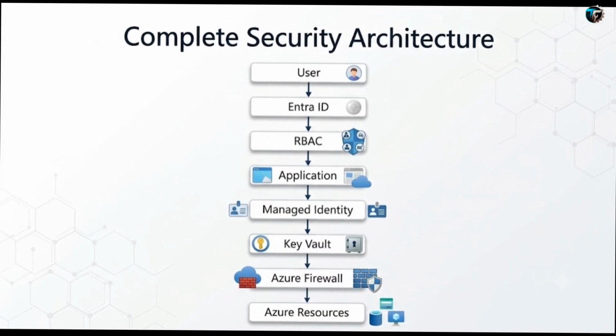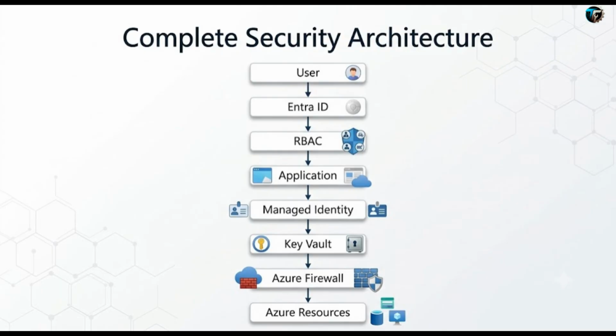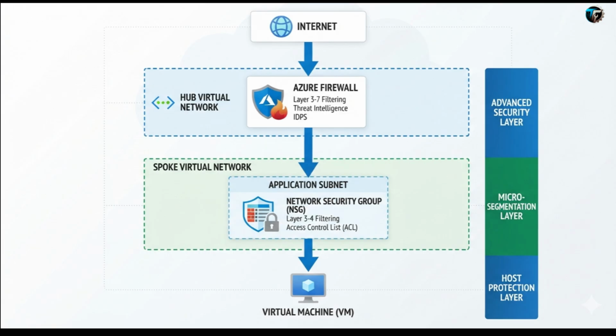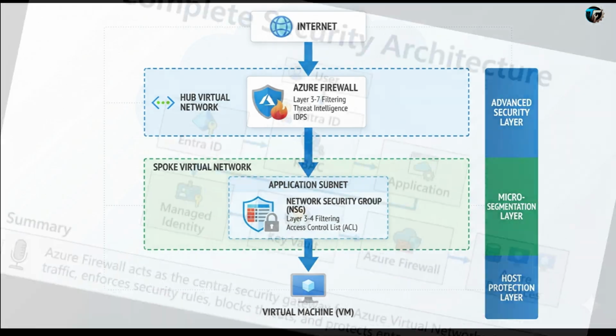Let's bring everything together. Users authenticate with Microsoft Entra ID. Permissions are controlled by RBAC. Applications authenticate using managed identity. Secrets are stored in Azure Key Vault. Finally, Azure Firewall protects the network itself. Together, these services create a secure Azure environment trusted by enterprises around the world.